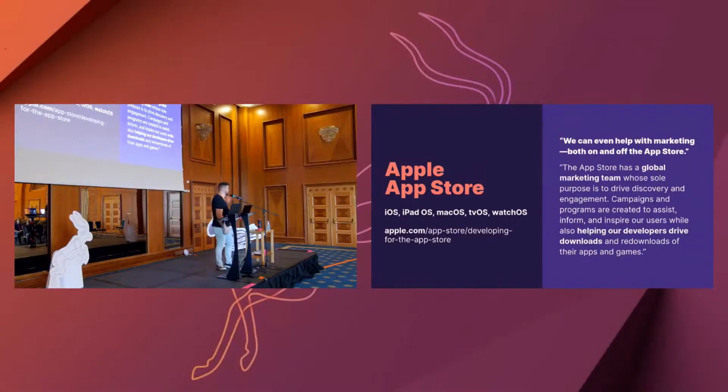As a specific example, this is from Apple's App Store marketing website. And as a reminder, the Apple App Store is available for iOS, iPadOS, macOS, tvOS, watchOS, everything OS basically. And so they say specifically, we can help you with marketing both on and off the App Store. The App Store has a global marketing team whose sole purpose is to help developers drive downloads for their apps. So you can go look at their website there. They have a whole mini website talking about why the App Store is so great and why it's a marketing tool.